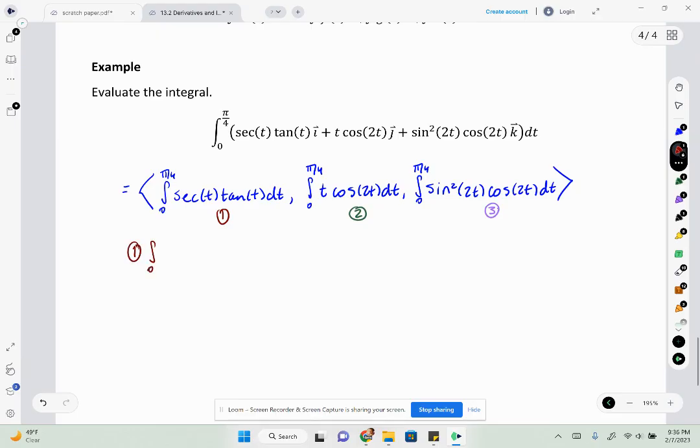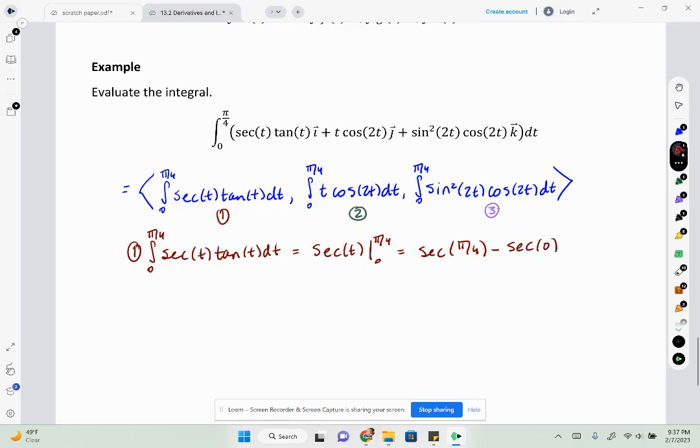So the first one, integral from 0 to pi fourths of secant of t tangent of t dt. Well, the antiderivative of secant tangent is just secant, right? Because the derivative of secant is secant tangent. So this gives me secant of t evaluated from 0 to pi fourths. So this is secant of pi fourths minus secant of 0. And remember, you can think of secant as 1 over cosine of pi fourths, right? Minus 1 over cosine of 0.